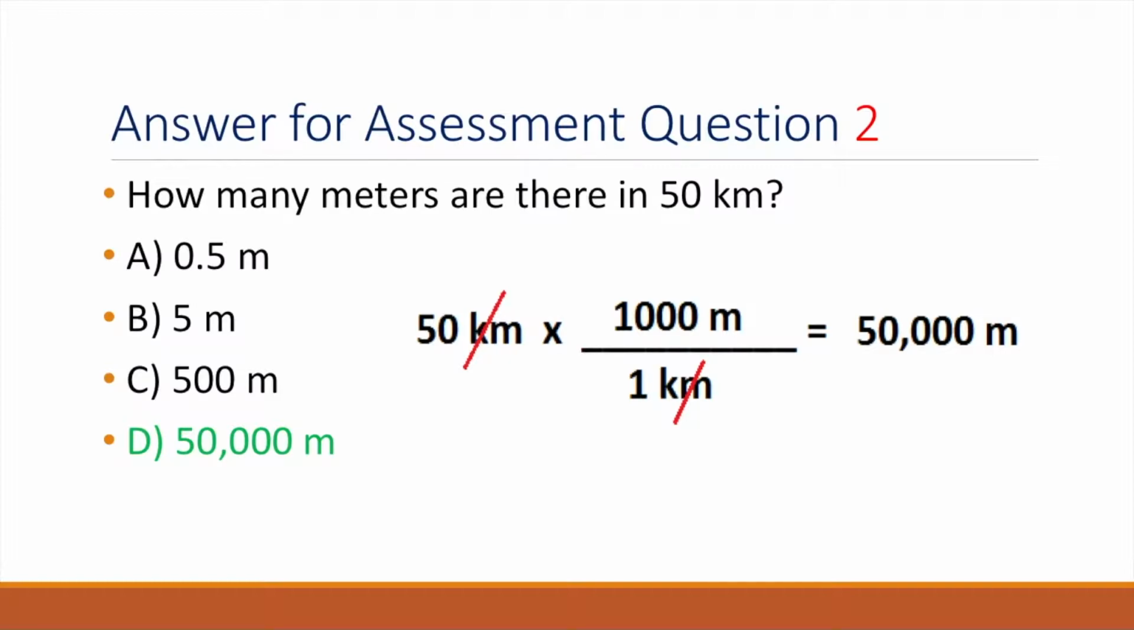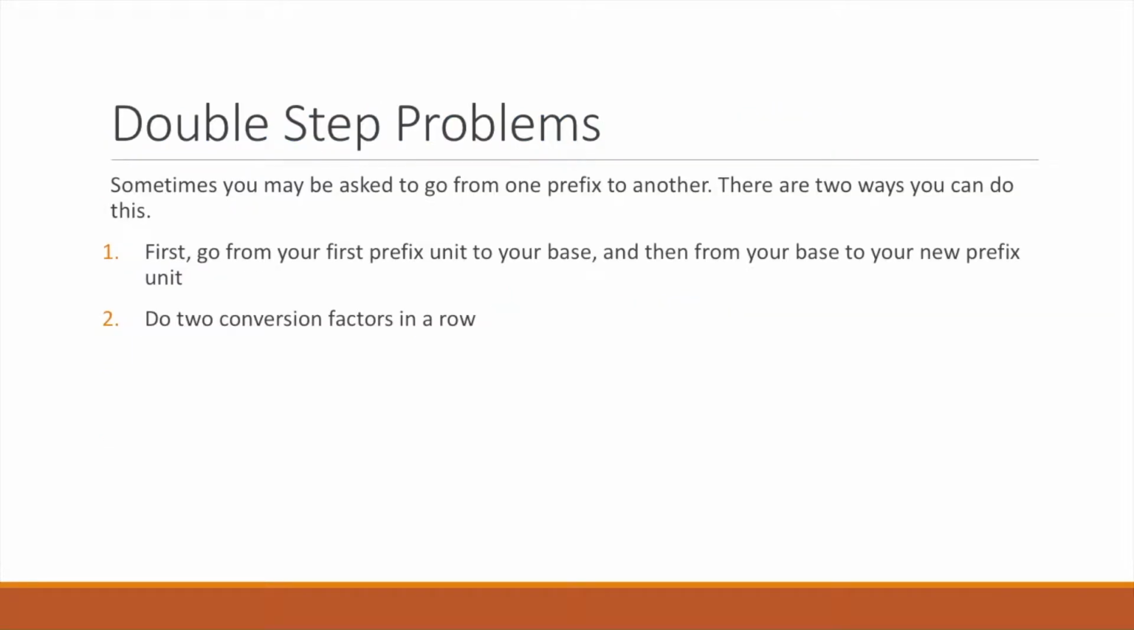This is the end of our single step problems. Now we're going to move on to our double step problems where you could have 2 conversion factors back to back, or you could do 2 separate equations. So sometimes you may be asked to go from one prefix to another, and there are 2 ways you can do that. First, you go from your prefix unit to your base, and then from your base to your new prefix unit, which is essentially doing 2 math problems in a row. Or you can do the second version, which is doing 2 conversion factors in a row.